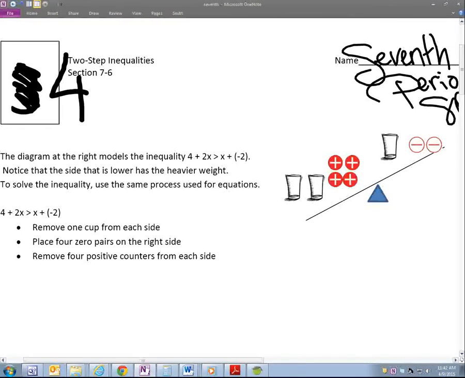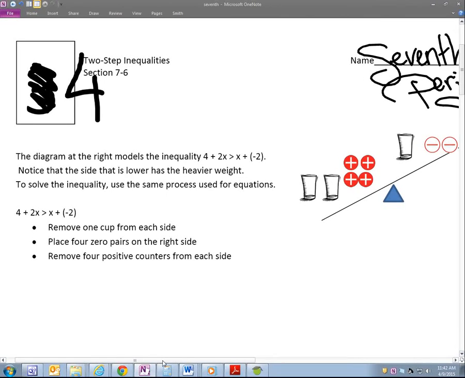It says, last period there were a lot of people that were really, really confused about inequalities compared to equalities. There's only going to be one difference between the two as far as how we solve for them. And I'm going to go ahead and say it right off the bat.